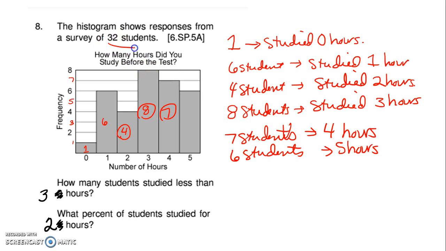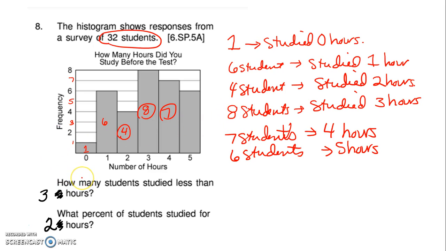All right, it says they surveyed 32 students, so let's hope when we add up all these numbers, we come up with 32 students. 1 and 6 is 7, and 4 more is 11, and 8 more is 19, and 7 more is 26, and 6 more is 32. Okay, so 32 students total were surveyed.